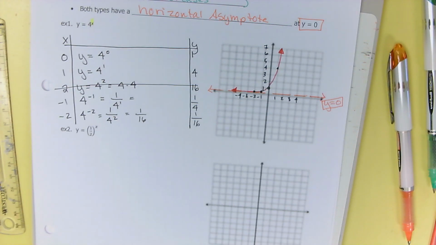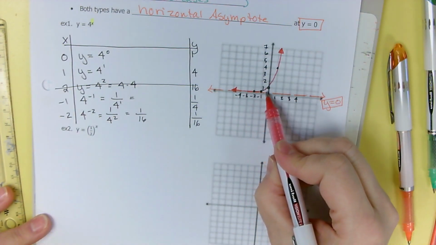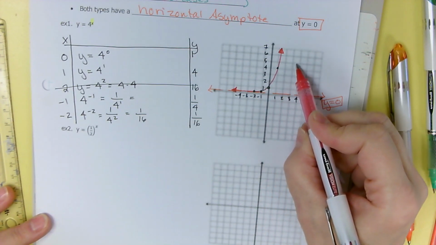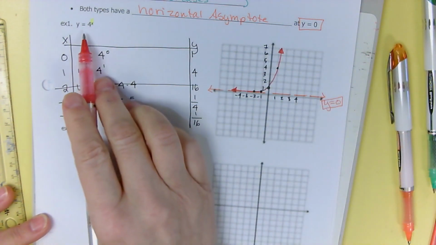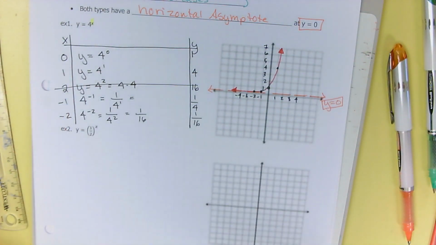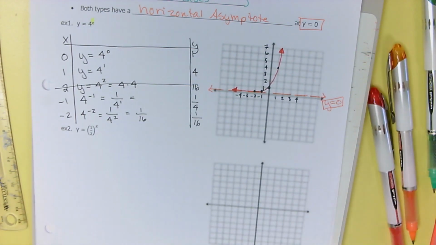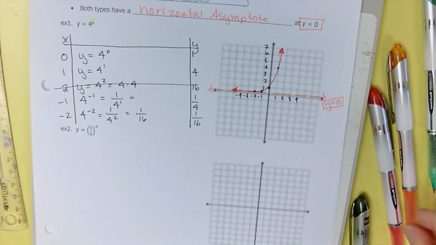Exponential growth curves: the higher the base, the sharper the bend. So if the base is like a 2, that curve would curve a lot slower. It would come out here and then climb up. The higher the base, the harder the bend. All right, so that is exponential growth.